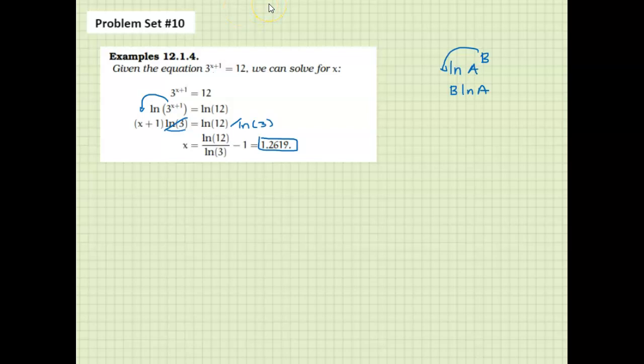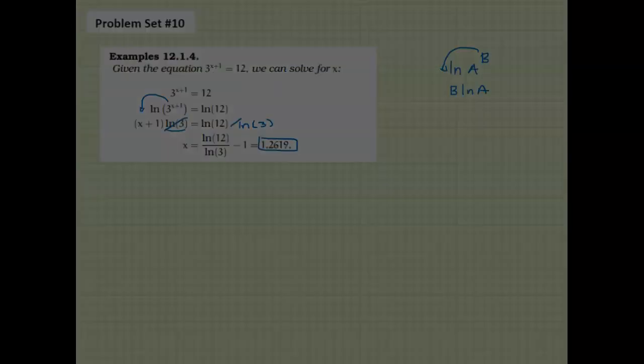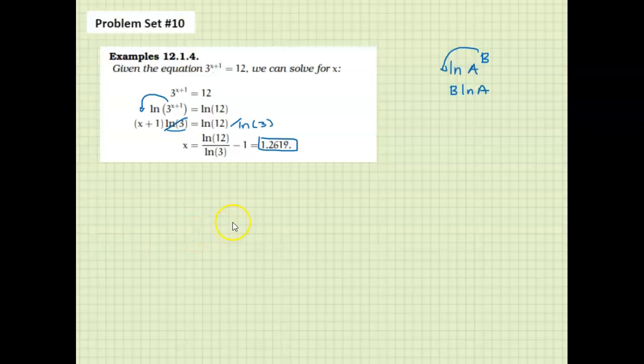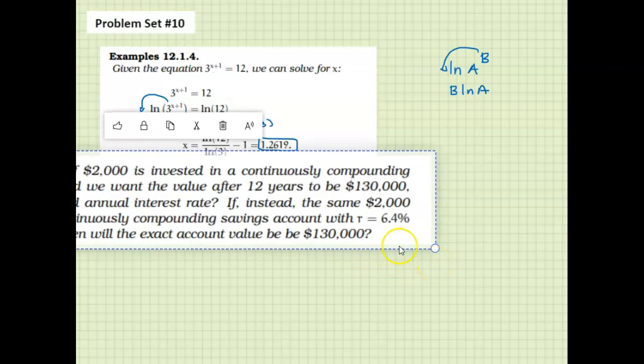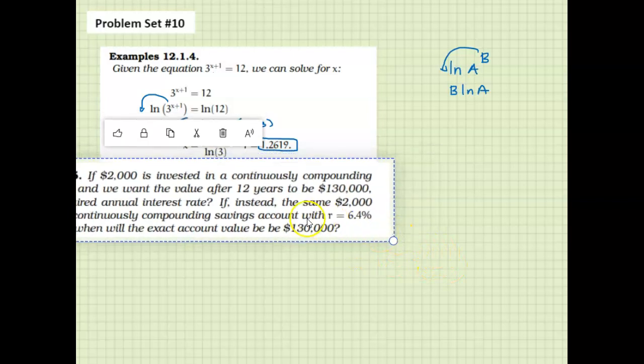Alright, so let's look at an application example. We're going to use that procedure to solve whatever equations we get from the application problem.